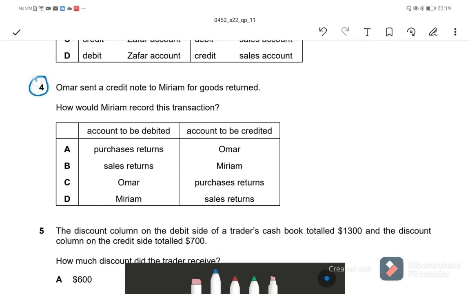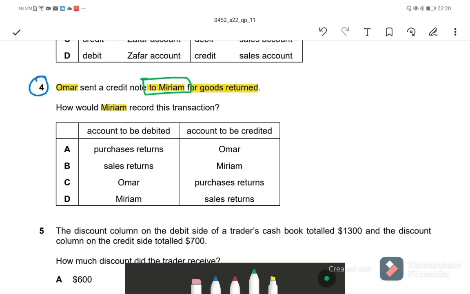Question number 4. Omar sent a credit note to Miriam for goods returned. Omar is sending the credit note. It means the supplier will issue the credit note to the customer when the customer sends a debit note. Once the debit note is accepted, the supplier sends the credit note. So what is the question? How would Miriam record this transaction? Here Miriam is the customer. Omar sent a credit note, so this is a sales return to Omar, while a purchase return to Miriam.